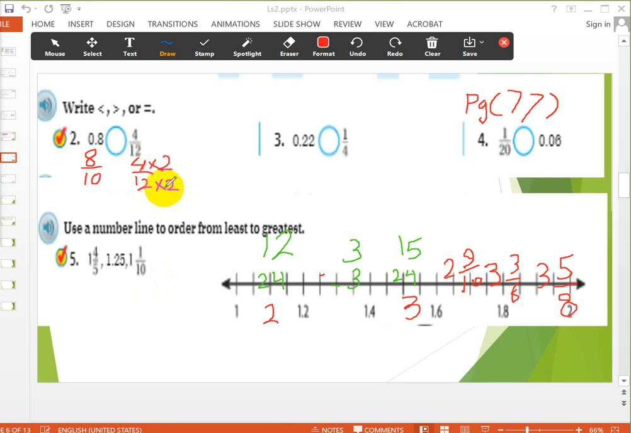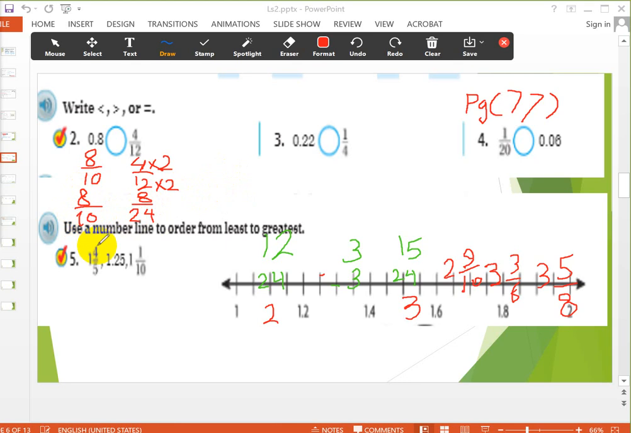That means this fraction will be what? 4 multiplied by 2, I will write it again right here. 4 multiplied by 2 equals what? Equals 8. 12 multiplied by 2, if you multiply it, it will be 24. So the fractions become 8 over 10 and 8 over 24.